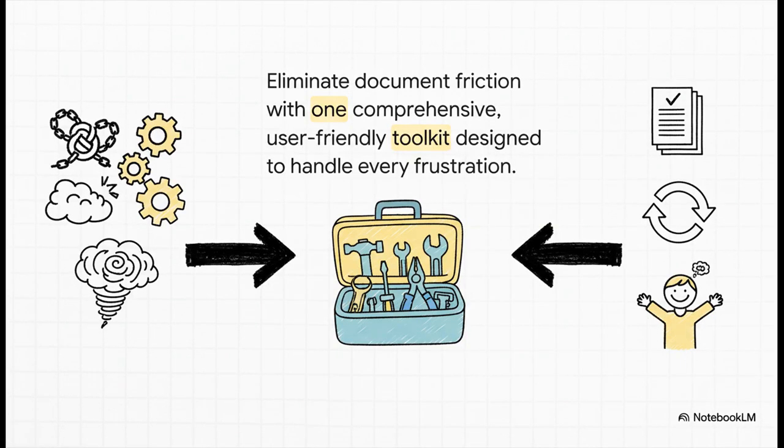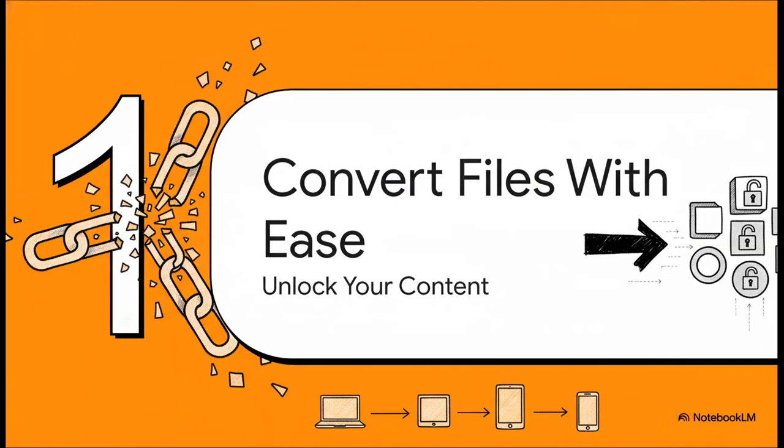But what if you could just get rid of all that friction? What if there was a way to handle all of those frustrations all in one single place? Well, that's the whole idea behind modern online PDF toolkits. They're designed to be a comprehensive, super user-friendly way to take back control. We're going to look at some common tools you'd find in a kit like this, using some examples from a platform called customizedpdf.com.